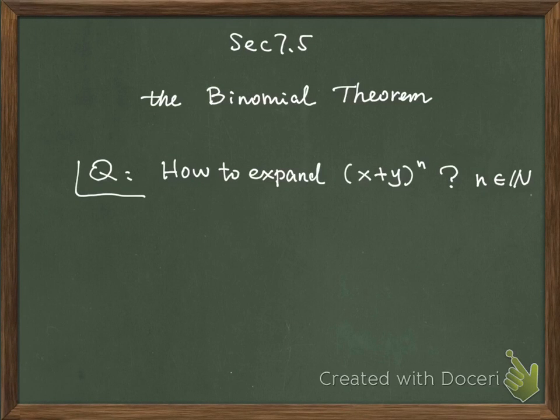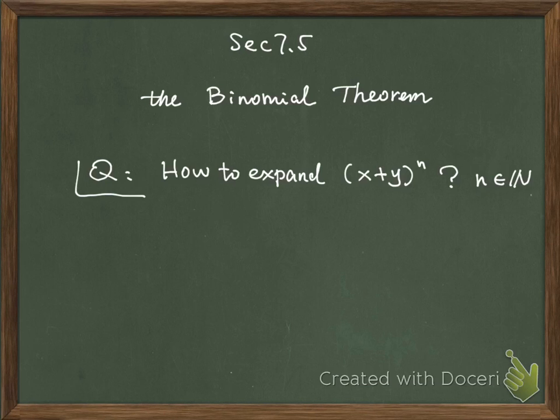Hi, let's talk about the binomial theorem today. The first question we're trying to answer here is, how do we expand the form of (x + y) to the power of n, where n could be 1, 2, 3, 4, any of the natural numbers.